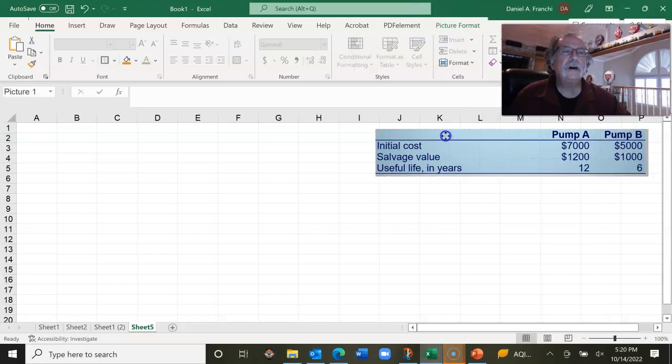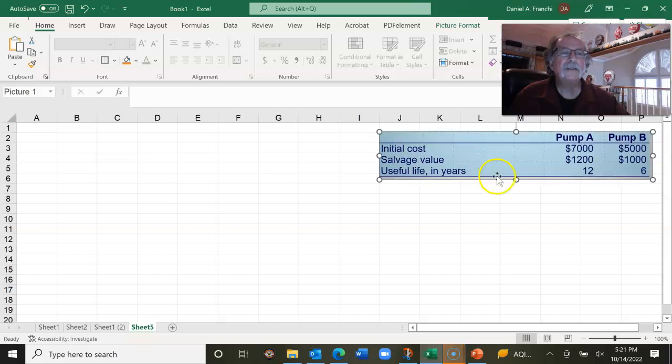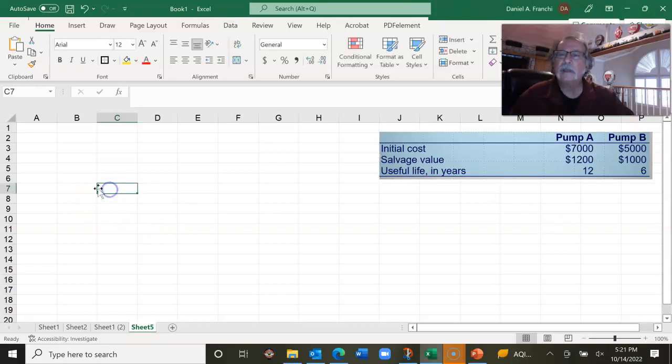So we have two pumps. We have a 12-year horizon. They both provide the same benefits. So what we want to do is choose the one with the minimum cost. So let's look at what we have here.